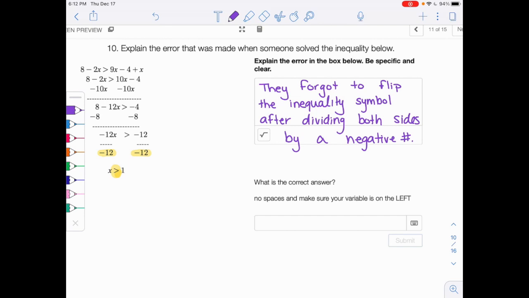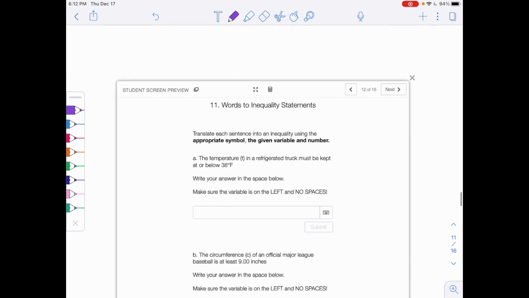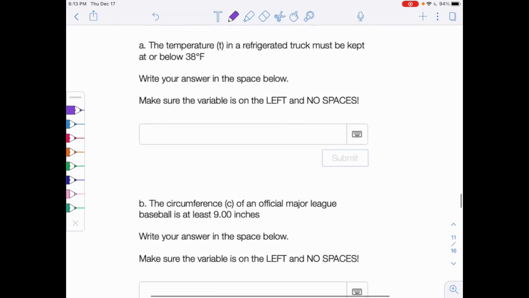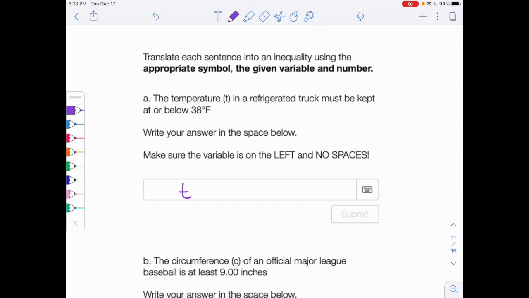So it says correct the answer, which would be x is less than 1 instead of greater than 1. Here it just wants you to write some inequality statements. So here it says the temperature in the refrigerator, so T, must be kept at or below 38. So at or below is less than or equal to 38 degrees Fahrenheit.